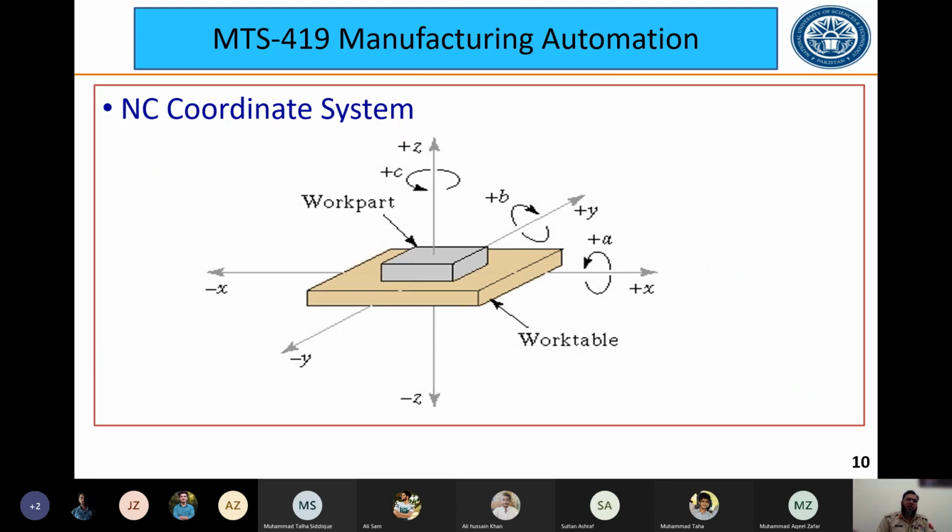So this is just a bigger, larger picture, or an enlarged picture of the NC coordinate system, in which we have 3 axes, 1, 2, and 3, and then rotation about these axes. So this is rotation about X, rotation about Y, and rotation about Z.